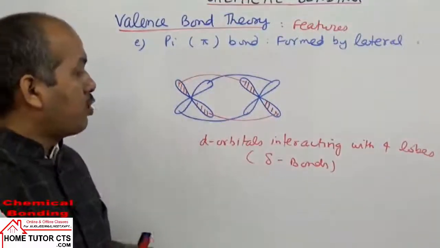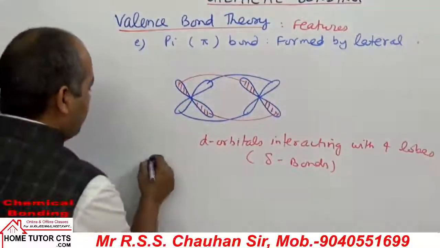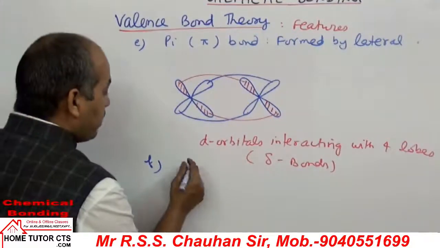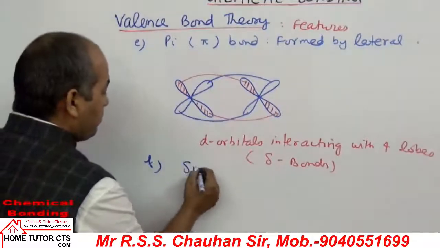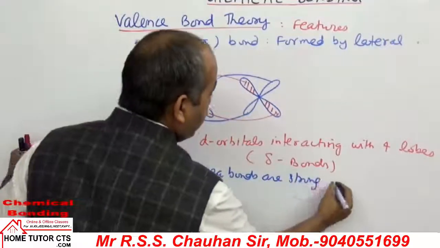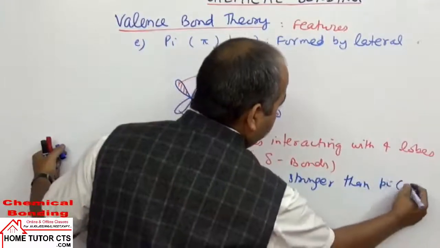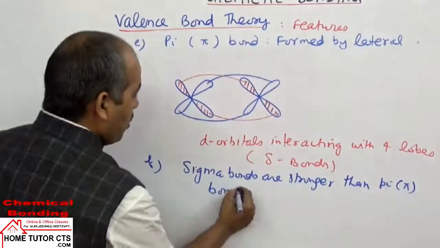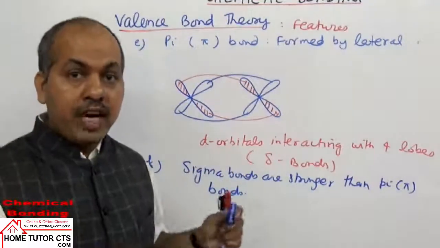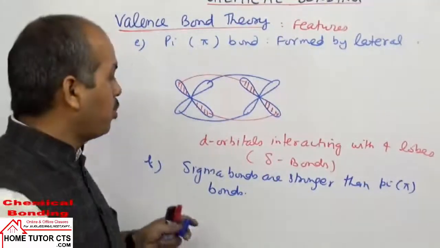Now out of sigma and pi bonds, which bond do you think is stronger? Since the overlapping extent is more in sigma bonds, sigma bonds are stronger than pi bonds. Simple logic: the overlapping extent is higher. When the overlapping is more, they form sigma bonds, as compared to pi bond formation, where the overlapping extent is less.